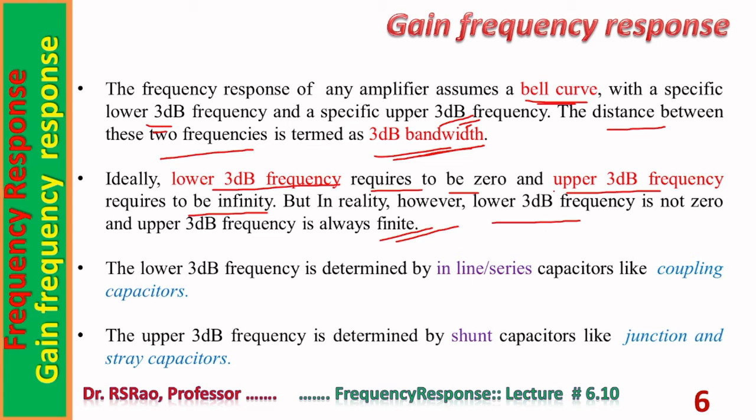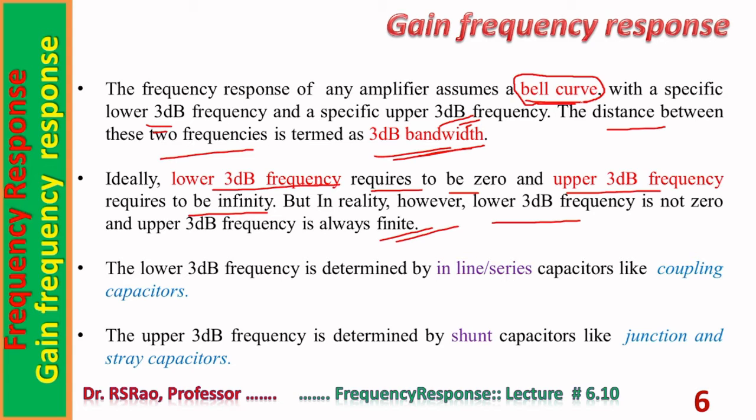Here one important point to be kept in mind: the bell curve is for a practical amplifier. What about an ideal amplifier? We need to know how the frequency characteristic of an ideal amplifier looks, so that we can see how the practical amplifier on hand compares with an ideal amplifier, or how far or how near a practical amplifier is to an ideal one. An ideal one is an amplifier for which the lower 3 dB frequency is 0, the upper 3 dB frequency is infinity, and gain is independent of frequency.